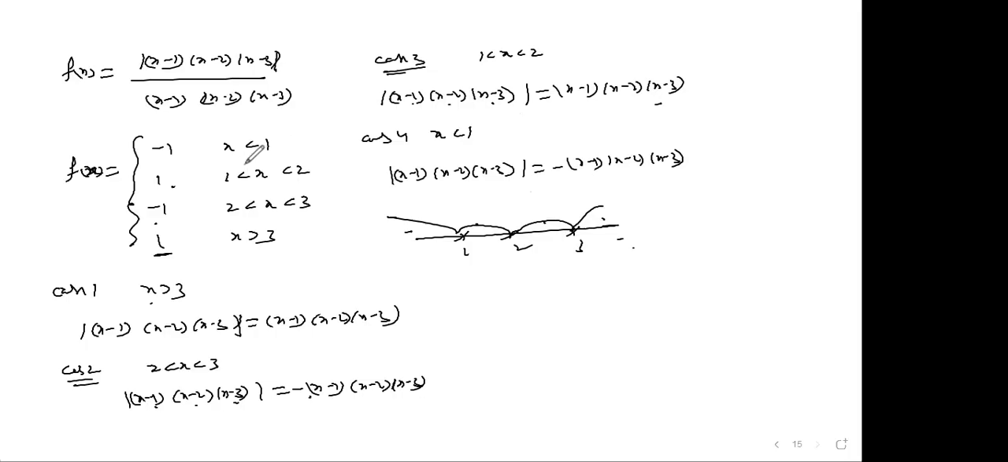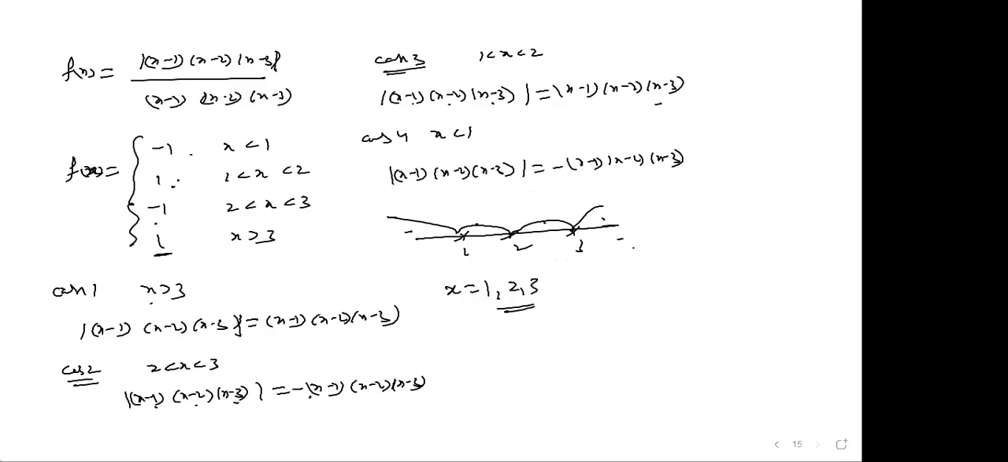So the moment you are applying limit at 1, LHL minus 1, RHL 1. So limit does not exist at x is equal to 1. In the same way, 2 does not exist. In the same way, 3. So how many points are there? 3 points are there. Like this, I did it now.